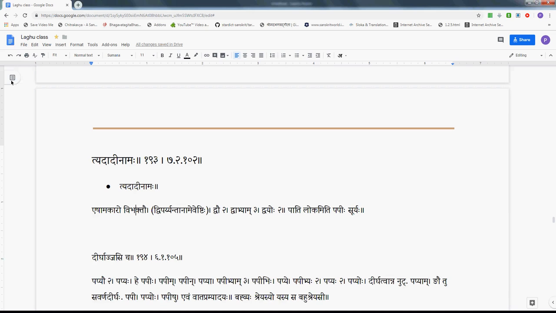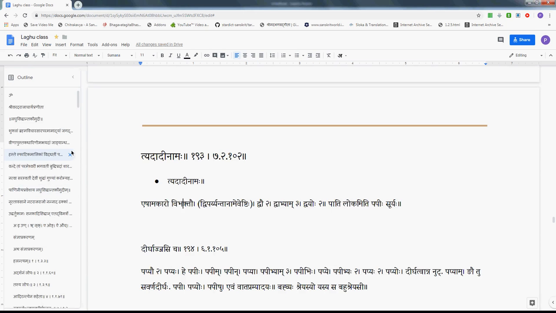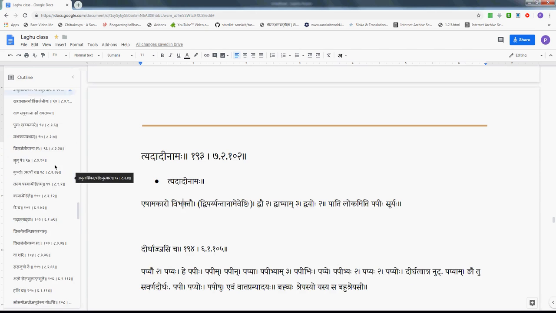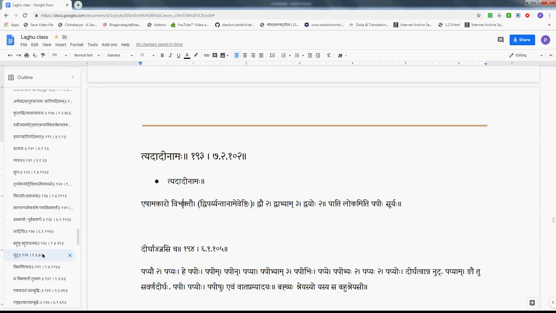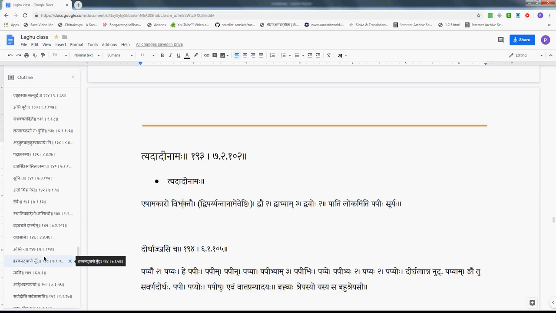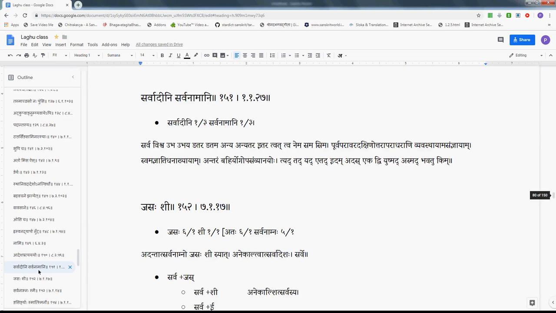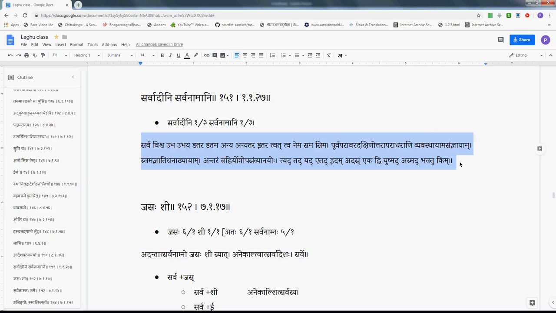And beginning with tyad, so if you look at the sutra, I think we have seen that sutra somewhere when we started, the Subanta, Prakriya, Ajanta Pullinga, that time we saw, we finished Rama Shabda and after that we saw Sarvadini Sarvanamani. So if you see this sutra, Sarvadini Sarvanamani: Sarva, Vishwa, Ubha, Ubhaya, Datara, Datama, Anya, Anyatara, Itara, Twat. It's not this, wait, Sarvadini, I thought it's Sarvadigana. In this, yeah, so there all this and then Purva, Para, Avara, Dakshina, Uttara, all these we have seen. Then it ends with Tyad. Tad, yad, etad, idam, adas, eka, dvi, yushmad, asmad, bhavatu, kim. So all this is sarvadigana. This entire thing is sarvadigana.